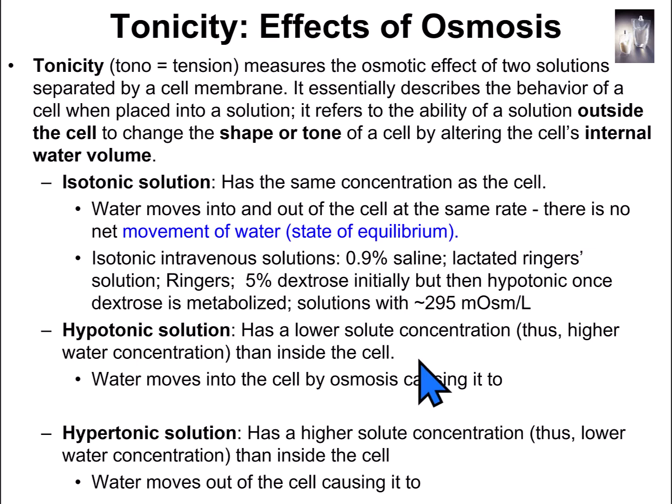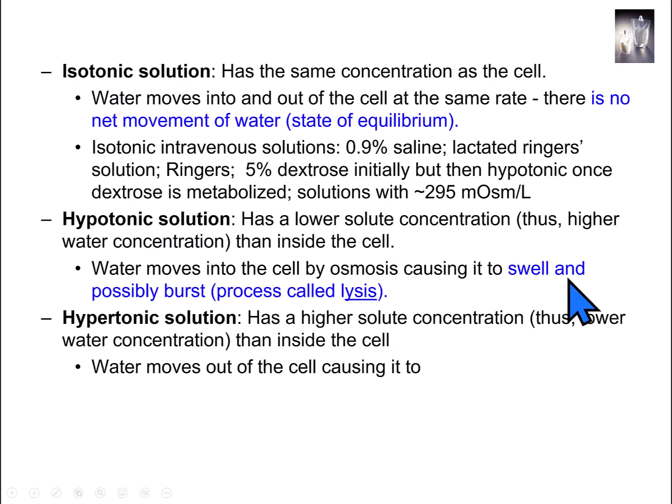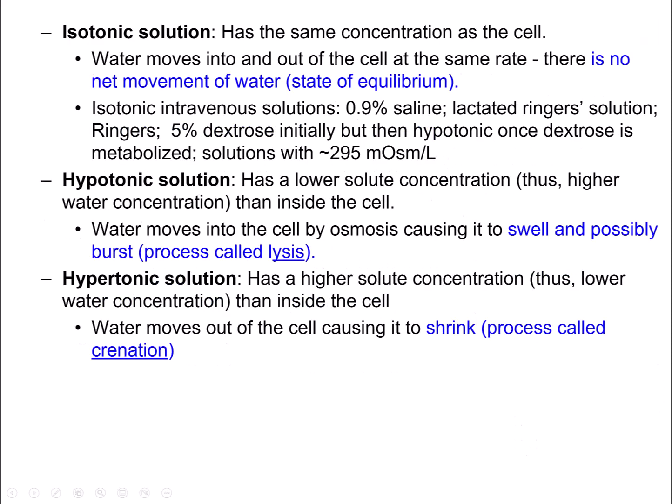Well, what about a hypotonic solution? Well, this has a lower solute concentration, thus a higher water concentration than inside the cell. Water's going to move into the cell by osmosis, causing it to swell and possibly burst, a process called lysis. What about a hypertonic solution? This has a higher solute concentration, thus lower water concentration than inside the cell, and water's going to move out of the cell, causing it to possibly shrink, which we call crenation.